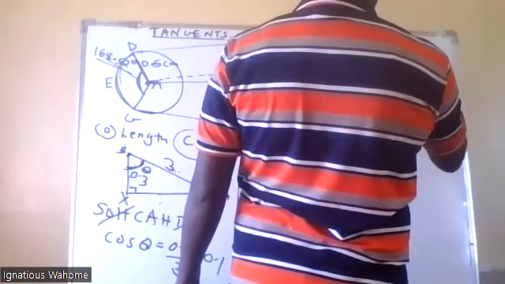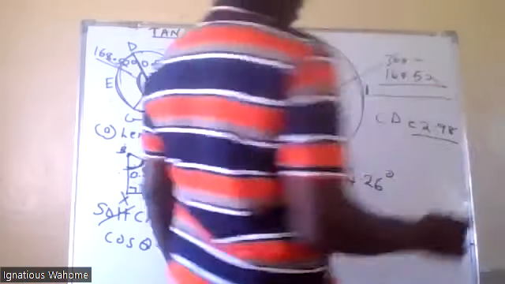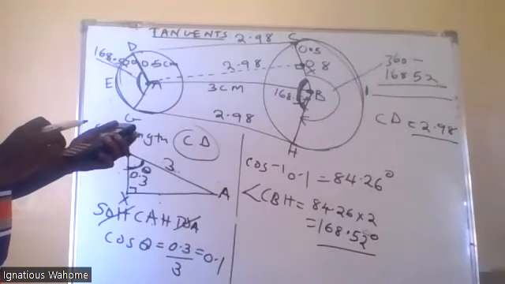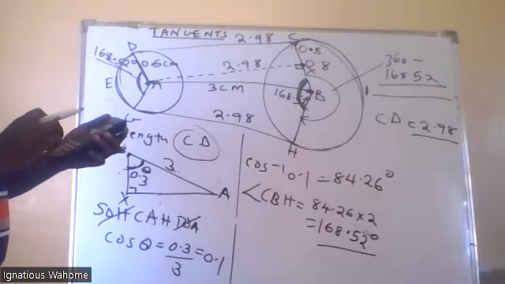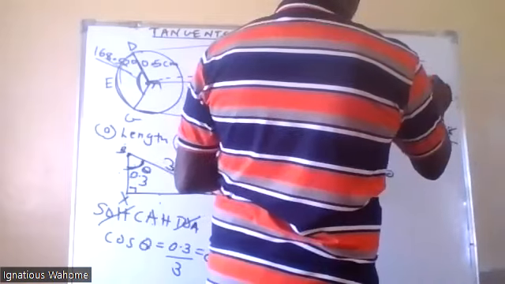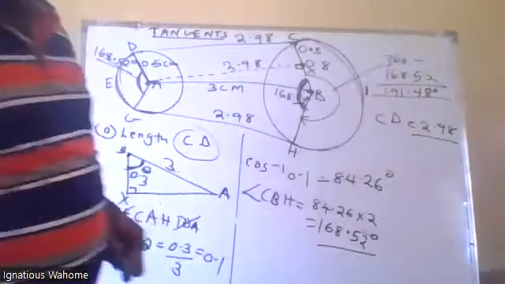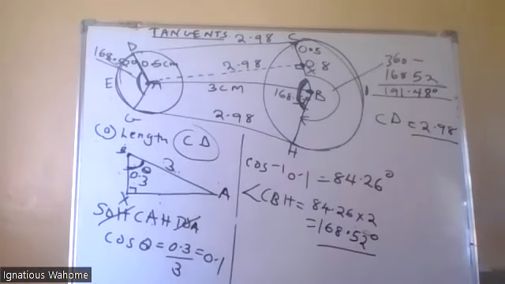360 minus 168.52. You get that angle. So 360 minus 168.52, the angle is 191.48 degrees.